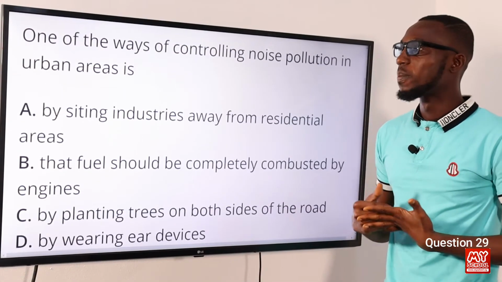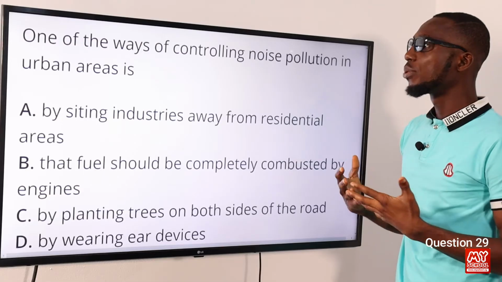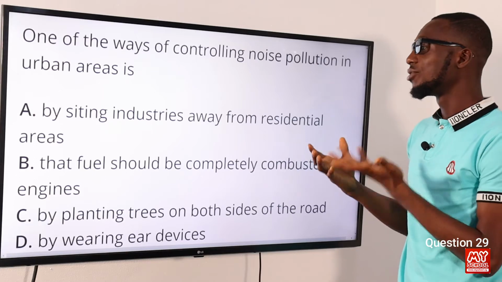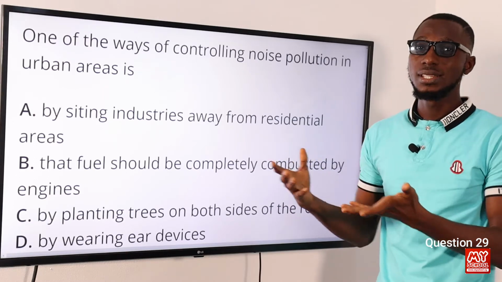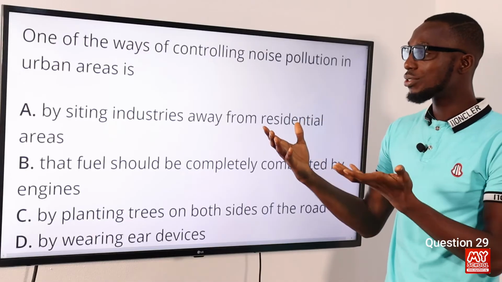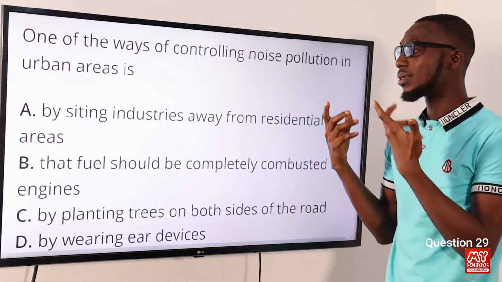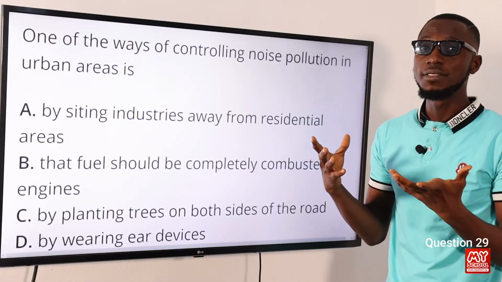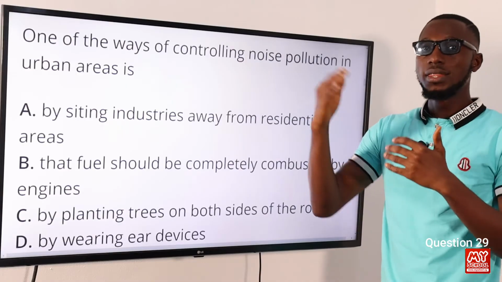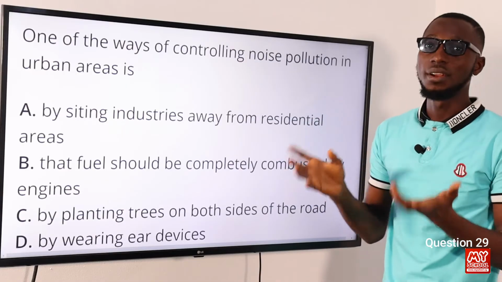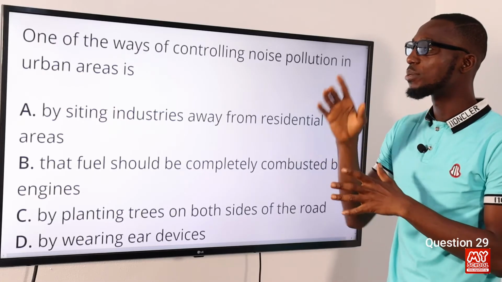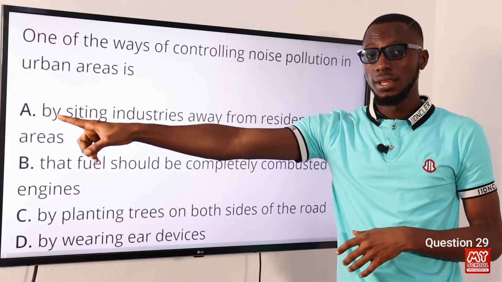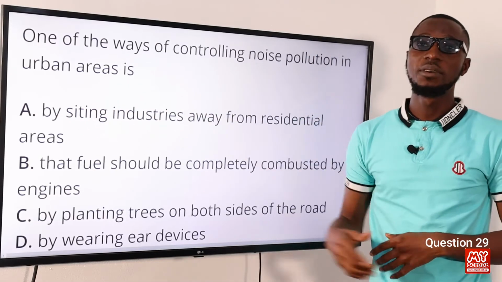Question 29. One of the ways of controlling noise pollution in urban areas is by what? Option A, by siting industries away from residential areas. This is very important. These industries make use of heavy equipment that produce heavy noises. So it is very salient and effective if these industries are put away from residential areas. So the most viable option here is option A.